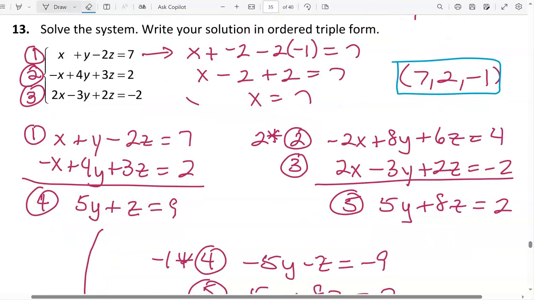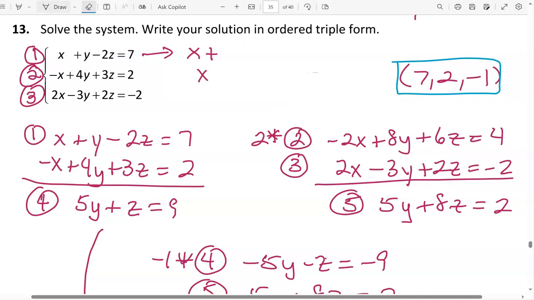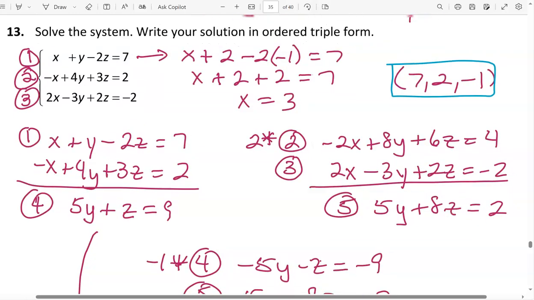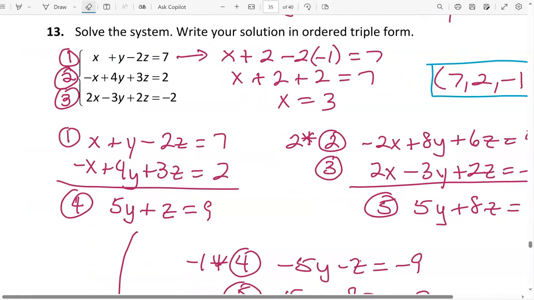And now I'm going to correct my careless error. When I replaced y and z, I did so inaccurately, so my solution did not check. Let me change that. Our y value was 2, not negative 2, that's what I did. And so now we have x plus 2 is equal to 7, and the solution for x is 3, so I'm going to change my ordered triple to 3, comma, 2, comma, negative 1. And that's it for part 1.